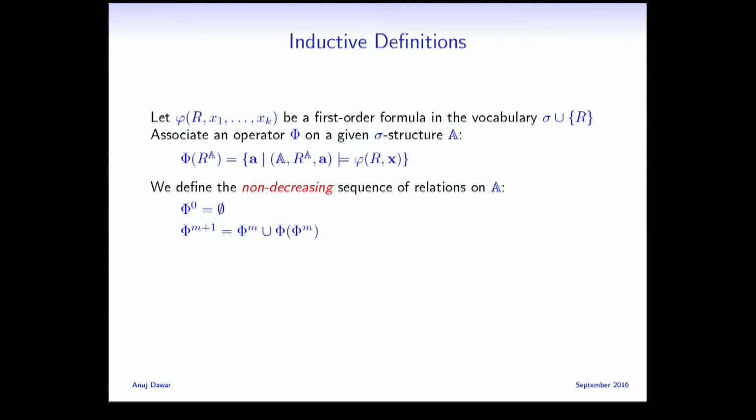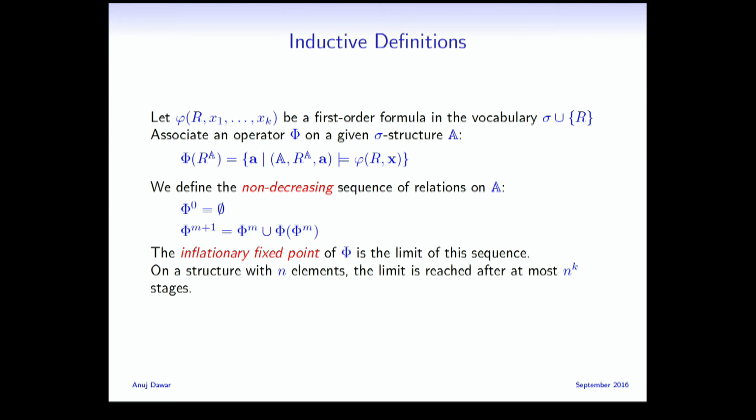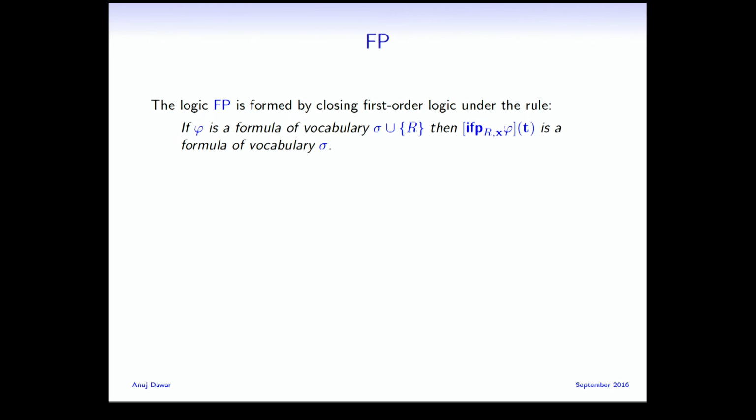Now, we'll define the following non-decreasing sequence of relations on A. Start with the empty relation, and at each stage, take the relation you have defined so far, plug it into this operator, and add it to what you had before. So take the union. This is the inflationary nature of the operator. So it's an arbitrary operator, but we make sure the sequence is non-decreasing by just taking all the tuples we define and adding them to what we have so far. And we call the limit of the sequence the inflationary fixed point. Because this is a finite structure, this limit is reached at a finite stage, to be precise, at most n to the k, if there are n elements of A.